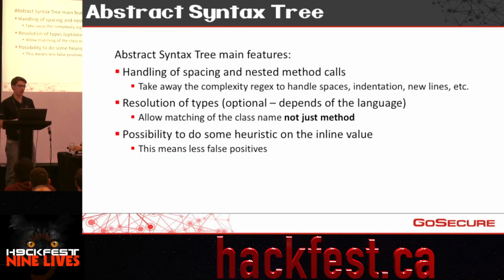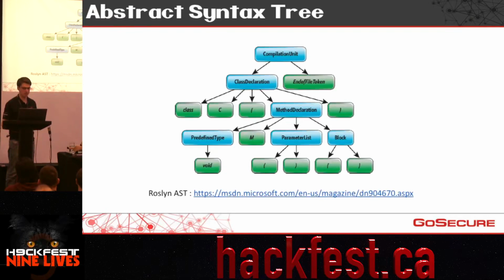The main feature with AST is that we won't have to do complex regex to support spaces, new lines, and indentation, because we're actually going to parse the syntax of the language. We're going to sometimes have type resolution. So if we want to match a specific API on methods, this will be easier. For example, if we want to target the execute method of a specific class instead of all methods that have the specific name. We can also add some heuristics, like I'm going to show in a moment.